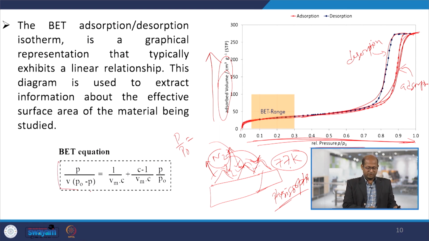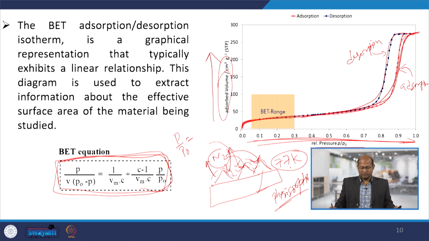So, now this is the BET equation. The detailed derivation of these BET equations I am not discussing here due to the time constraint. Here we directly discuss this equation. With the help of this equation, this is the relative pressure, P by P naught, and Vm is the monolayer volume.